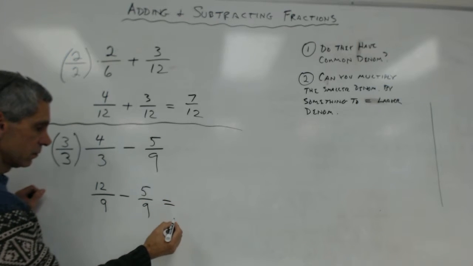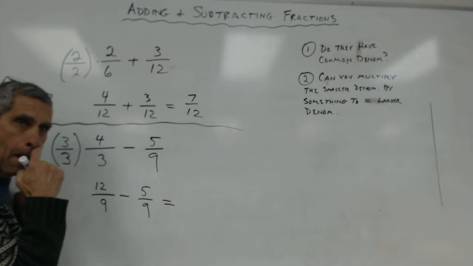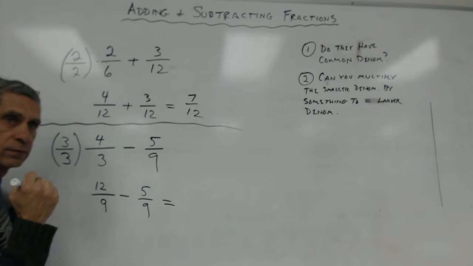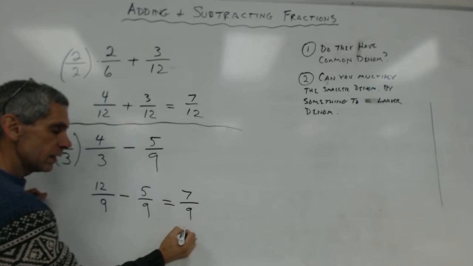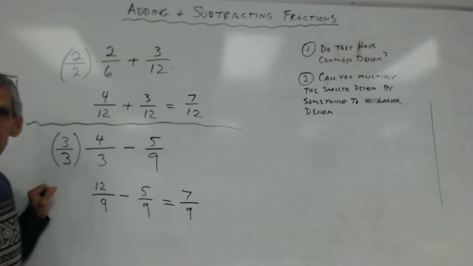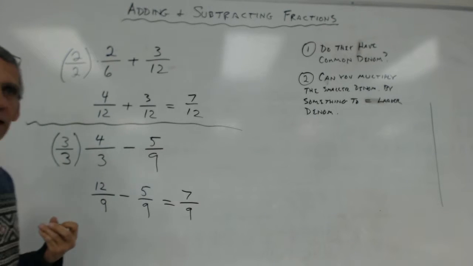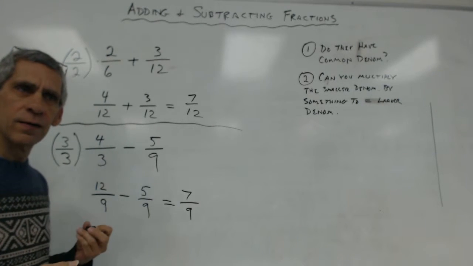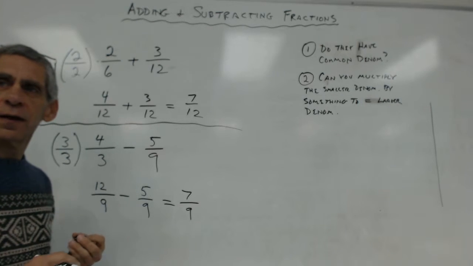Wait, you could simplify that, right? We're at 12 minus 5. That's 7 ninths. And can I simplify that any further? No, because 7 is a prime number, right? Remember what prime numbers are? 1 and 7, that's it. Those are the only 2 factors, right?